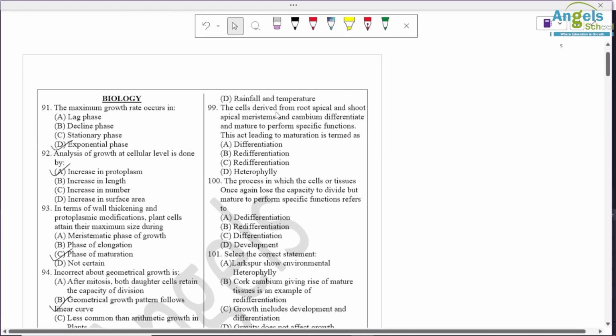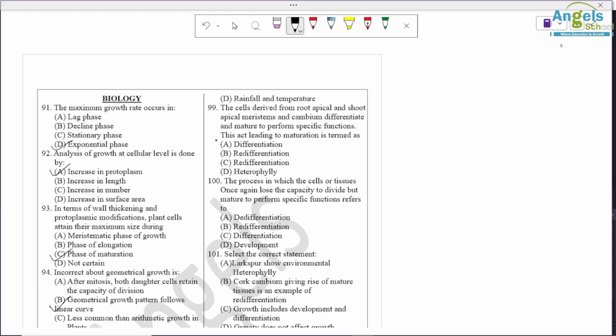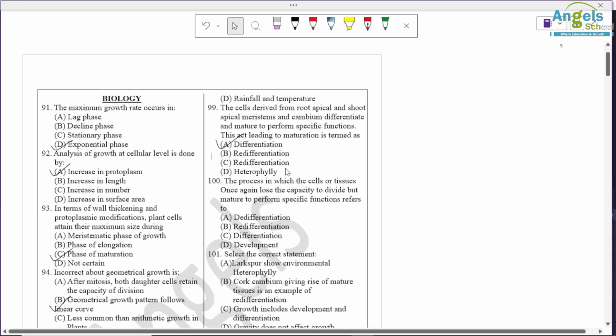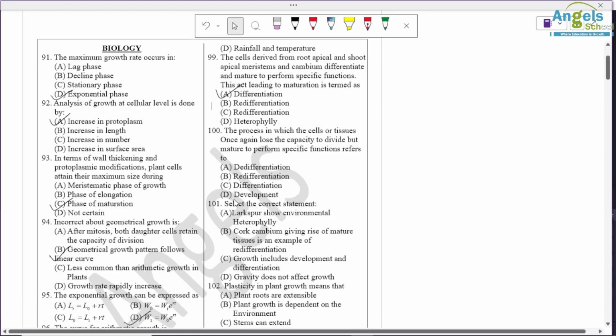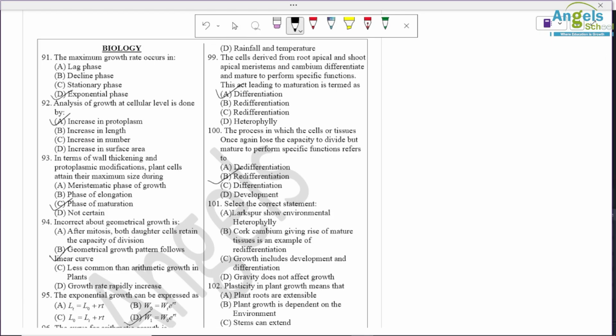Question number 99. The cells derived from root apical and shoot apical meristem and cambium differentiate and mature to perform a specific function. This act leading to maturation, the term is, so this term is differentiation only, the definition of differentiation. The process in which the cells or tissue once again lose the capacity to divide but mature to perform a specific function is referred to as. So it is the definition of redifferentiation. So answer B is correct.